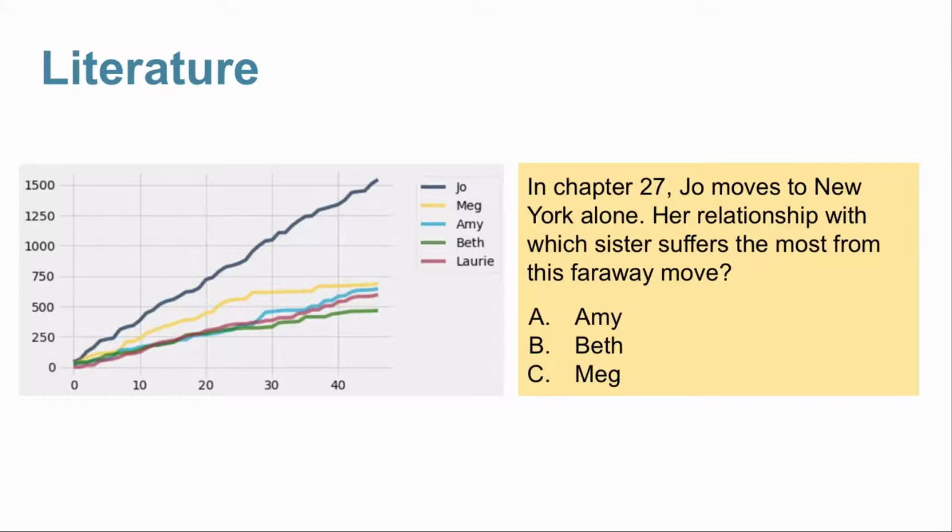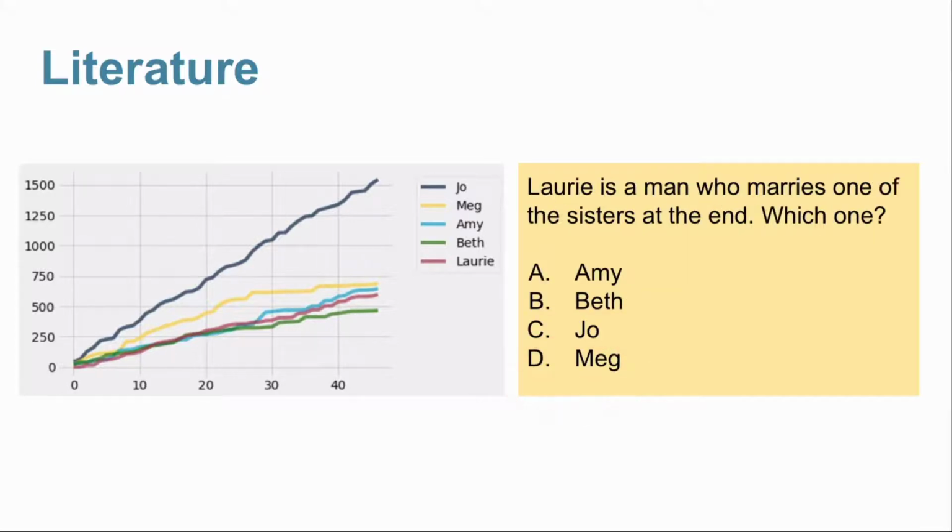So that's kind of cool. We can answer a question like that. What about this? Laurie is a man who marries one of the sisters at the end. Which sister? I'll let you think about it for a second. But if you look at the plot, you'll notice that right here, you've got something interesting going on. These lines are in lockstep. This is Amy, the blue line, and the purplish line is Laurie. These two characters, their lines are in lockstep.